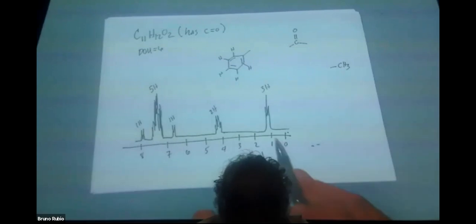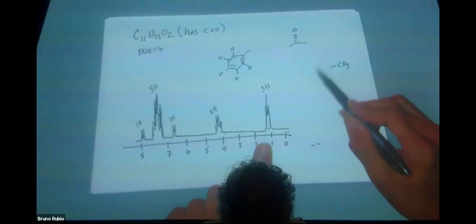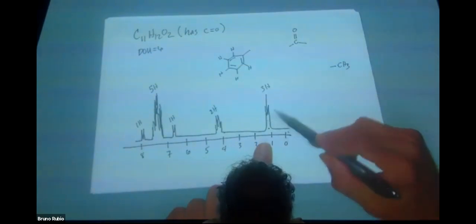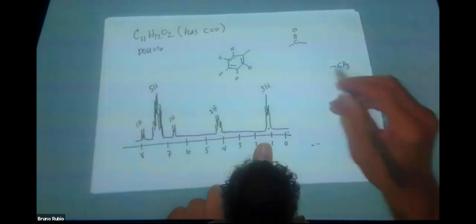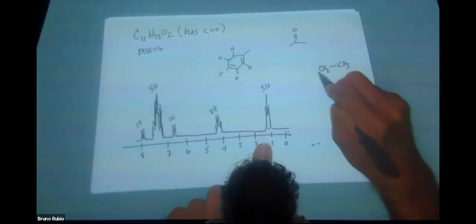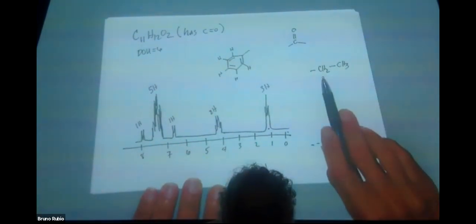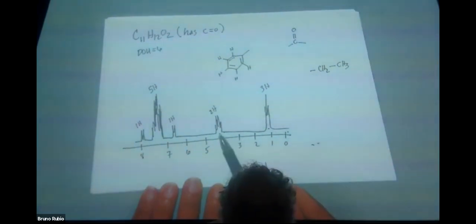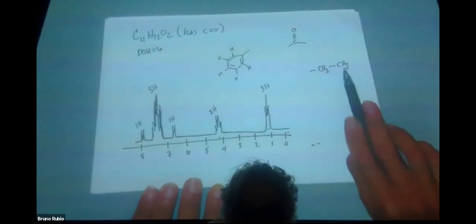Another thing is that what is the splitting telling you about who lives here? This signal is a triplet. So who lives here? Well, that's going to be a CH2, right? And now there better be a 2-hydrogen signal somewhere in the spectrum. Is there? Yep, here he is. This 2-hydrogen signal is split into a quartet. It's exactly what we expect when the CH2 is next to a CH3.